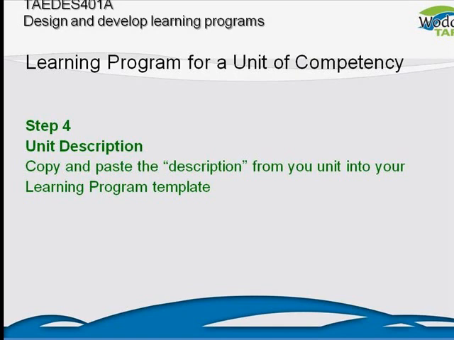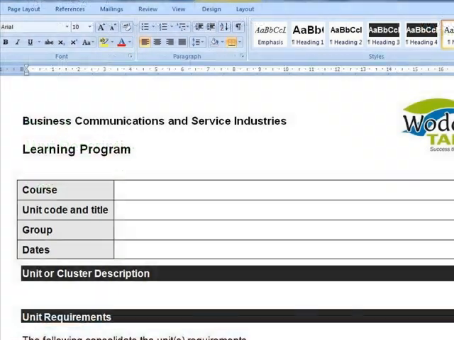The aim here is within 1 or 2 sentences to give your learner a really big picture idea of what this unit is about. So we've looked at populating the top table and we've looked at cutting and pasting the unit description across, trimming it up a little bit if we need to. We're now going to move down to the next step.